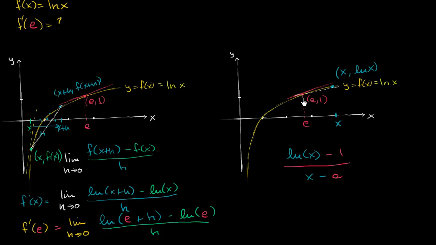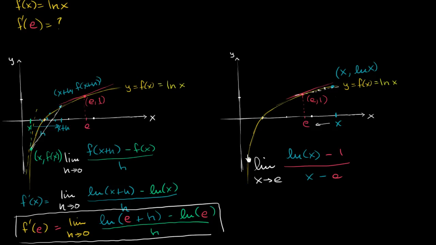Well, what if you want to get the tangent line? Let's just take the limit as x approaches e. As x gets closer and closer, these points are going to get closer and closer, and the secant line is going to better approximate the tangent line. So we're just going to take the limit as x approaches e. So we could either do it using the formal definition or the alternate definition of the derivative.